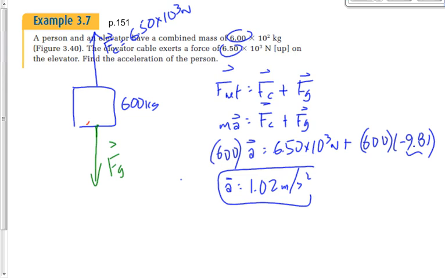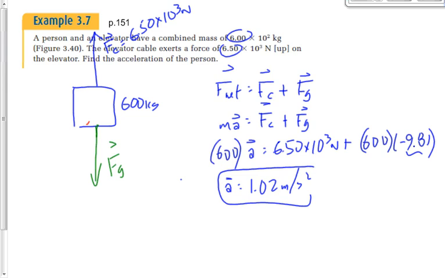Assuming the guy, though, isn't jumping around in the elevator, what's his acceleration? Assuming the pallet of ice cream in the truck isn't falling over, then what's the acceleration of the ice cream pallet? Same as the acceleration of the truck, right? What's the acceleration of the guy inside this elevator? Same as the acceleration of the elevator, 1.02 meters per second squared, assuming he's not doing anything strange like falling over inside it. Right? Good there?